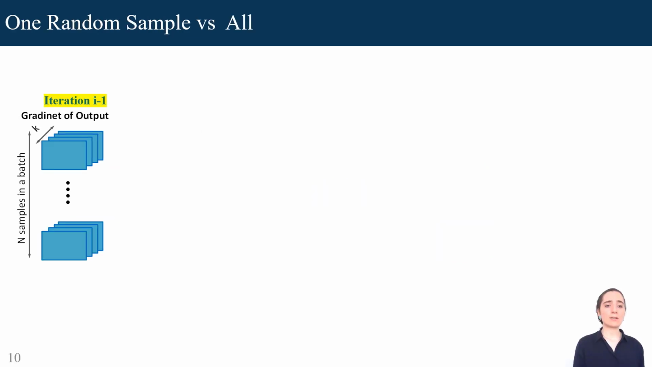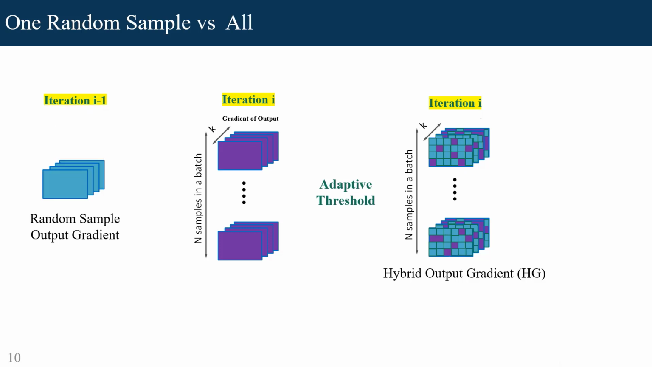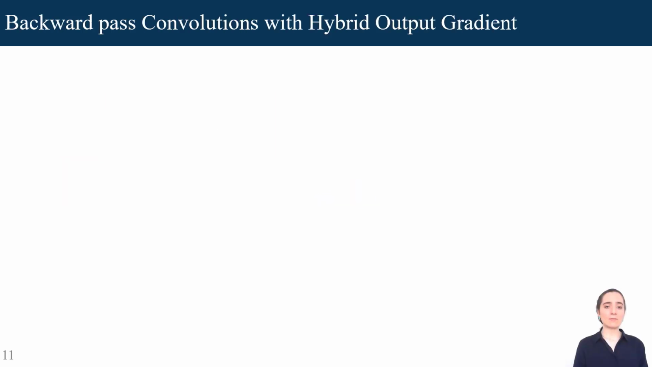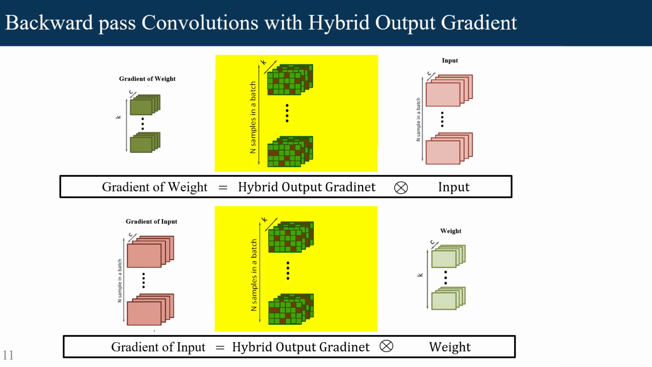So we store the gradients of all samples and then in the next iteration we reuse them to form our hybrid output gradient. In this way we need a huge storage. So instead we just randomly pick a sample and reuse its gradient. In this way we reduce the storage and also the computation overhead in our ReSprop algorithm. Now instead of the original output gradient, we use our hybrid output gradient in the backward pass convolutions.